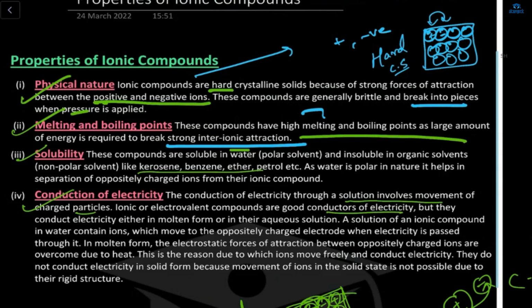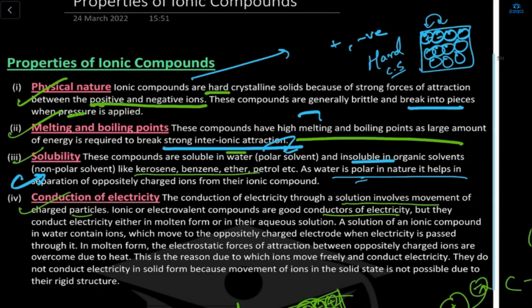Second is solubility. So these compounds are soluble in water, which is a polar solvent, and insoluble in organic solvents, which are non-polar. So polar is what? Polar is water, and all the organic solvents are non-polar solvents. Examples of non-polar solvents are kerosene, benzene, ether, petrol. Water is polar in nature and it helps in the separation of the plus and minus ions. So this is the solubility.